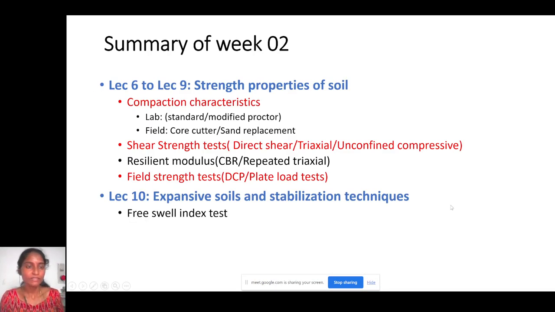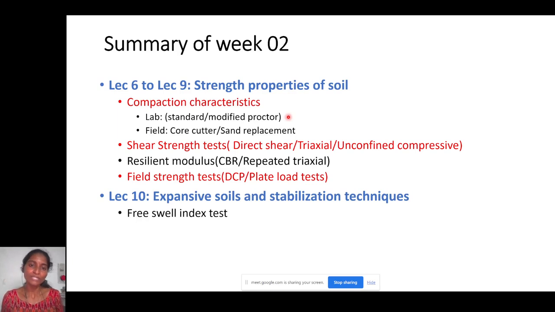If you could see in this slide, from lecture 6 to 9, we have studied about the strength properties of soil. For example, we have studied about the compaction characteristics of the soil, both cohesive soil and cohesionless soil. So when I have a cohesive soil or cohesionless soil, how to determine its density, because compaction is mainly we wanted to densify the material before using, so that we can avoid the settlement of the material when it is undergoing the load application.